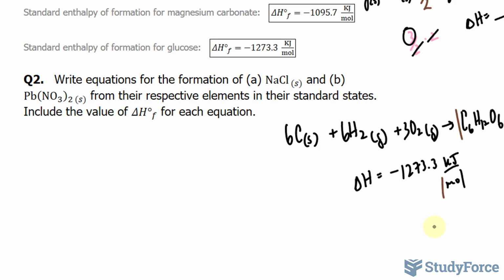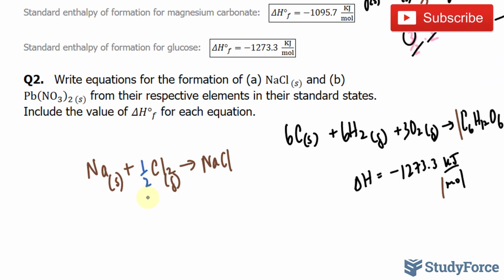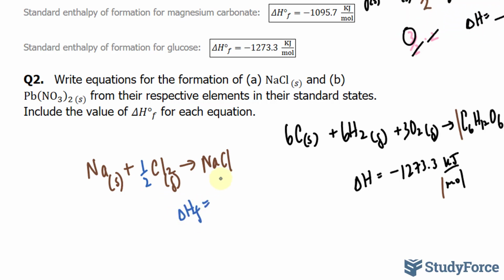In question number 2, they want us to write the formation of NaCl and Pb(NO3)2. Let's go ahead and do that. Let's start with NaCl. We have Na plus Cl. Na is a metal, Cl is a gas, and it occurs in nature as Cl2. This forms NaCl. What I have to do here is put a half in front of the Cl2, and this will correctly form NaCl. According to the index that I have, its delta Hf is equal to negative 411.0 kilojoules.